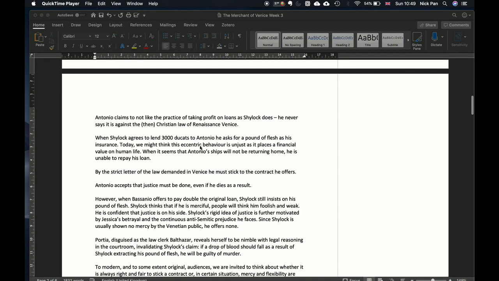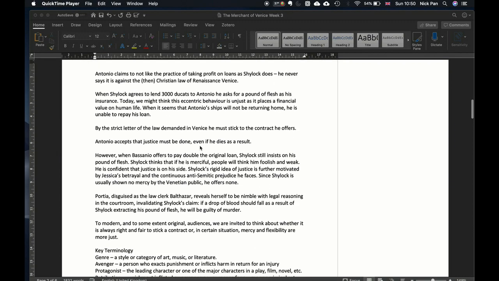So, just to summarize now, Antonio claims to not like the practice of taking profit on loans as Shylock does. That's Shylock's practice. However, I think this is true. Antonio never says explicitly that profit taking on loans is against the Christian law of Renaissance Venice. However, when Shylock agrees to lend him the 3,000 ducats, he asks for a pound of flesh, as we know, as his insurance. Today, we might think that this eccentric behavior is unjust as it places a financial value on human life. As we know, when it seems that Antonio's ships will not be returning home, he is unable to repay this loan to Shylock.